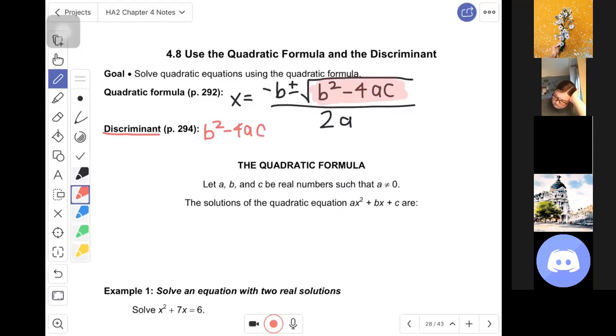So it says the quadratic formula: let a, b, and c be real numbers such that a can't be equal to 0, and the solutions of the quadratic equation ax squared plus bx plus c are what's right up there. That's our quadratic formula. So now we're going to use it.